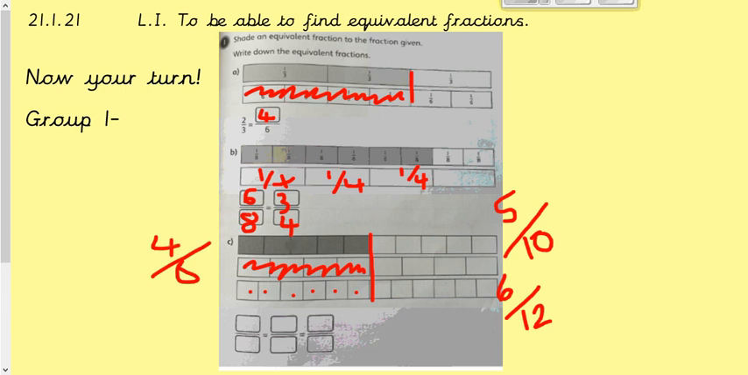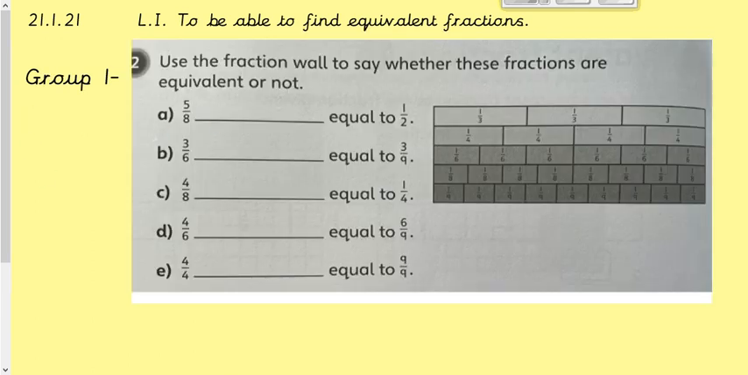Let's look at this one then. So you had to say whether these were equivalent or not. So I'm just going to put a tick or a cross whether they are, just because it's easier. So 5/8 is equal to 1/2. So you had to find 8s, and then count along 5. 1, 2, 3, 4, 5. Now a half would be up here, all right? So therefore it's not equal because it goes past that line.